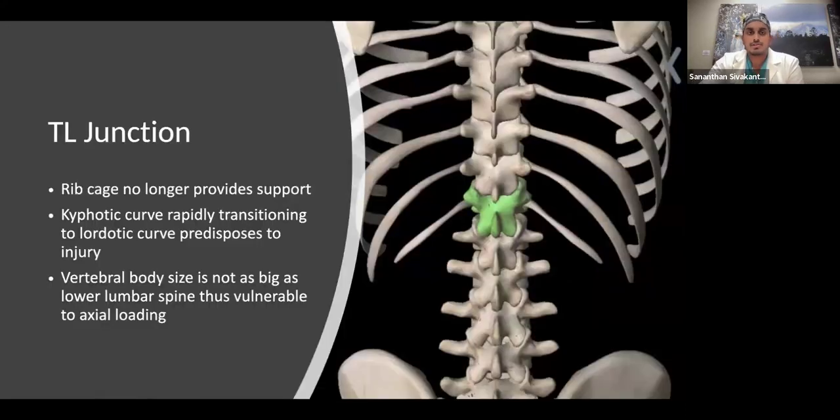Then shifting our attention to the thoracolumbar junction, here the rib cage no longer provides any support. And the kyphotic curve of the thoracic spine rapidly transitions to lordosis, predisposing it to axial loading type injuries. Here, the vertebral body size is also not as large as in the lower lumbar spine, and thus the spine is more vulnerable to axial loading injuries.